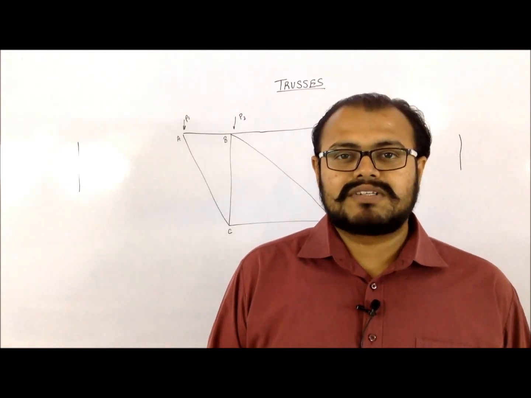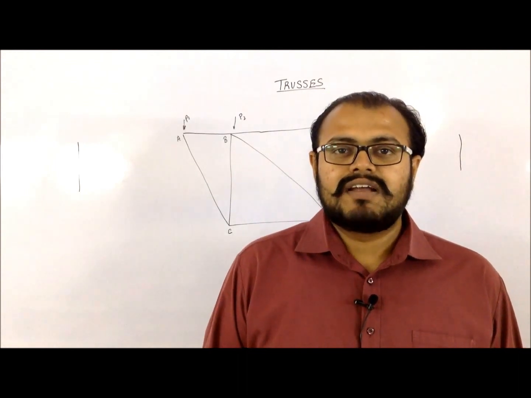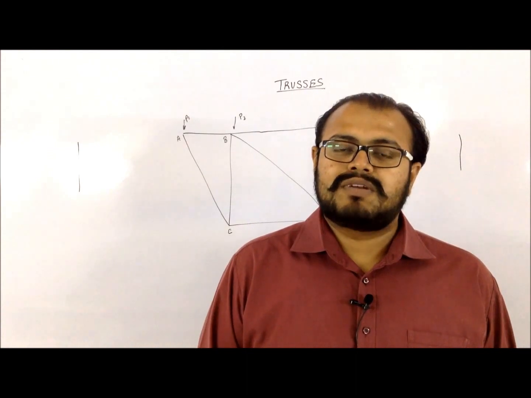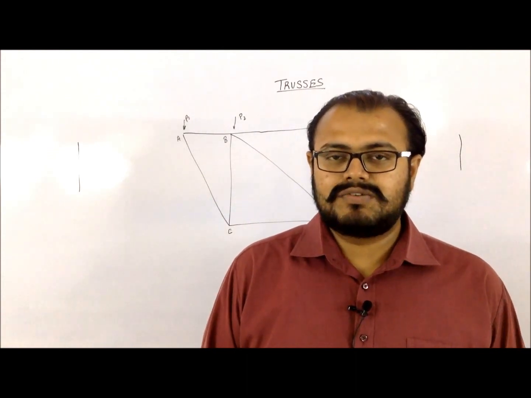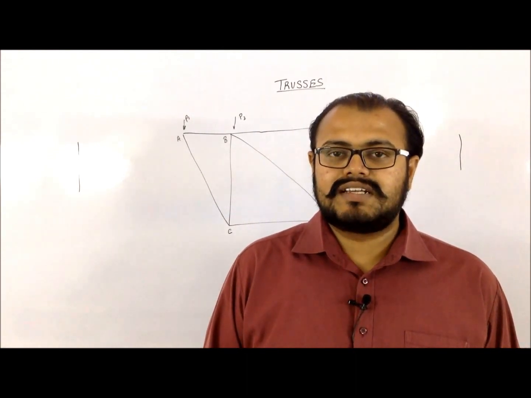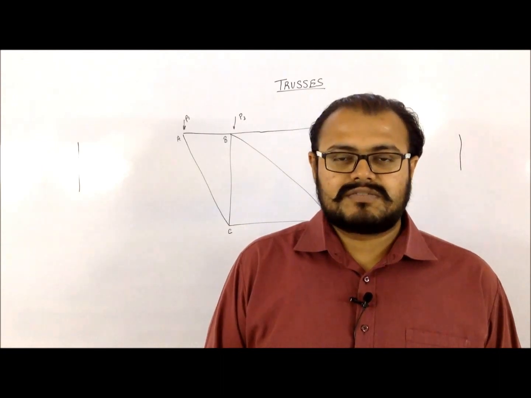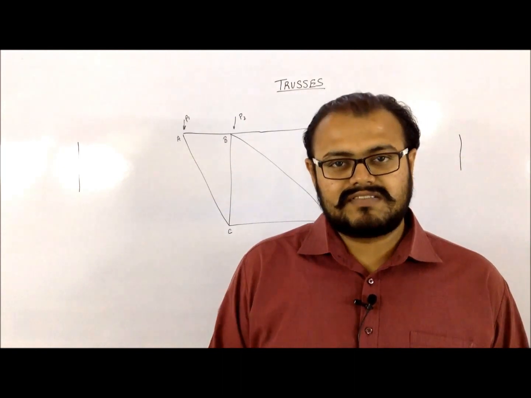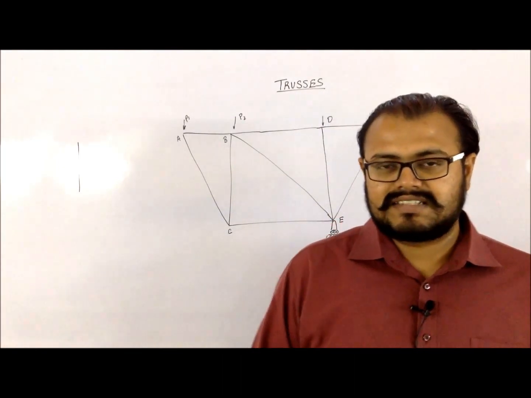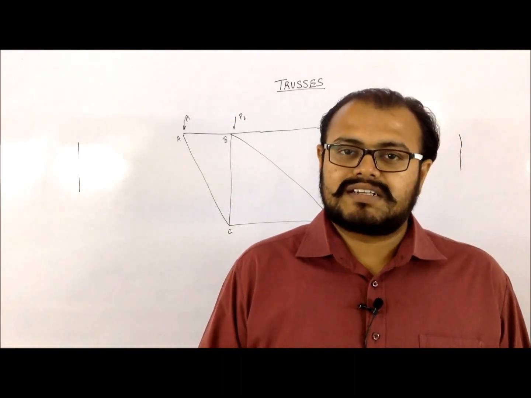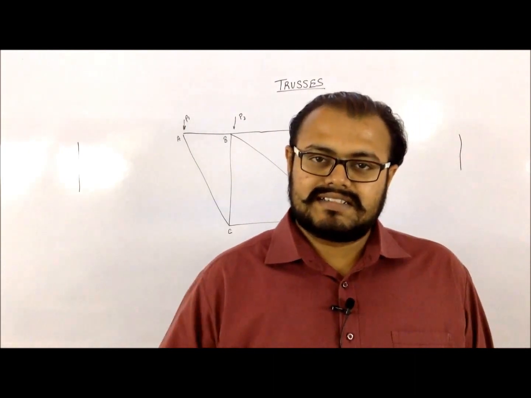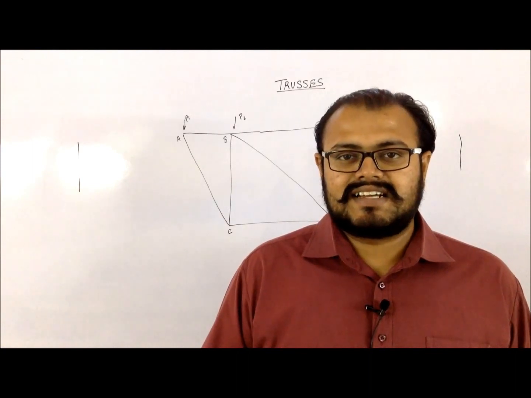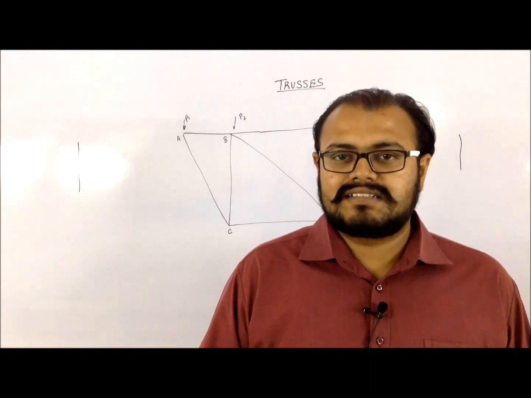If you are cutting more than 3 members, then you will have more than 3 unknowns in that particular equation, and from only one section of a truss you will be able to get only 3 equations. That is the 3 equations of equilibrium, that is summation Fx, summation Fy and the moment. So that is the first criterion, that you have to consider a section such that it cuts a maximum of 3 members.